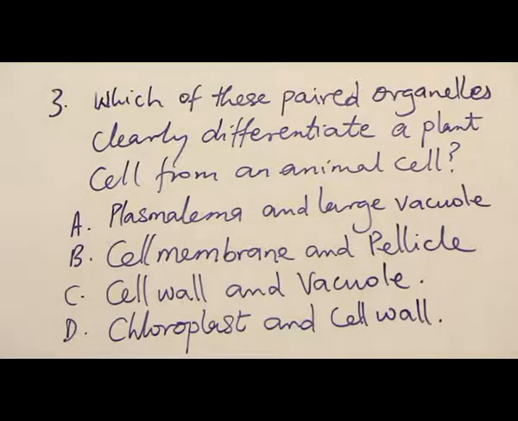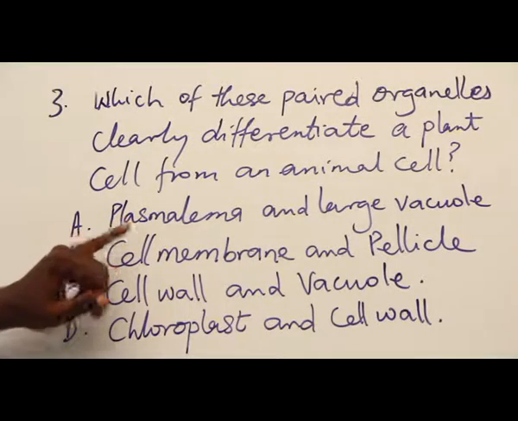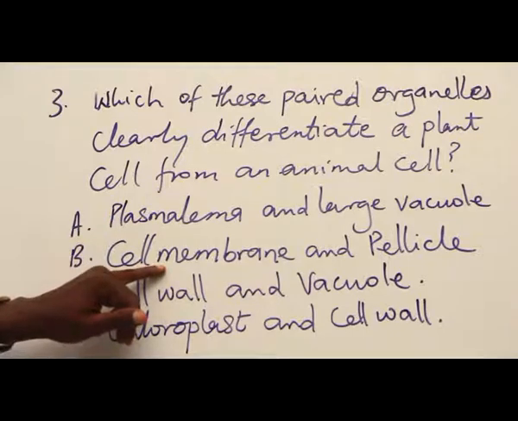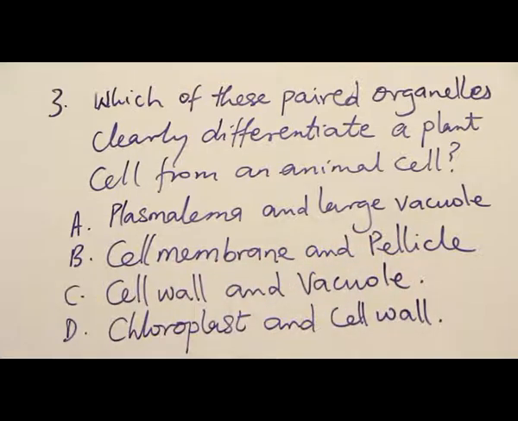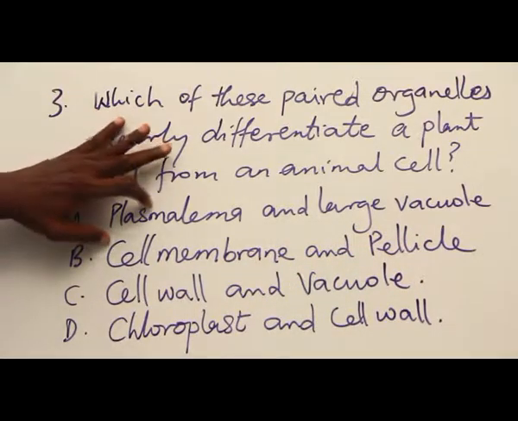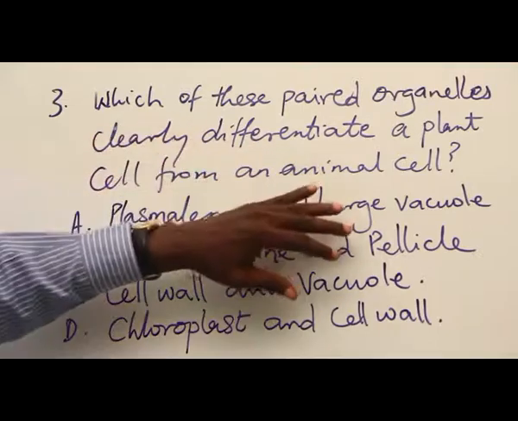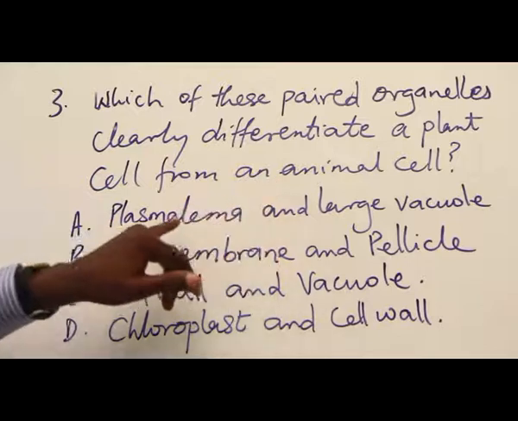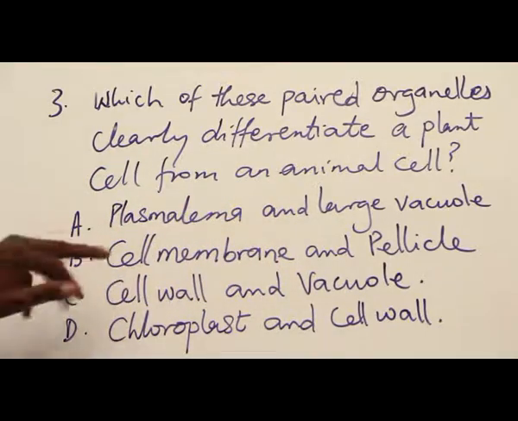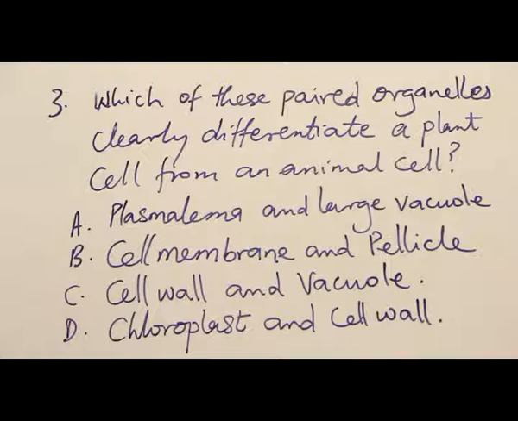Now, we are seeing a question where one has to be careful, otherwise you will mix it up. What makes one better than the other? Plasmalemma is the same thing as cell membrane. When they occur in unicellular organisms, they may refer to it as pellicle. So, here we are saying cell membrane or plasmalemma and large vacuole makes a difference. No. Even plant cell has cell membrane. Animal cell has cell membrane. So A cannot be the answer.